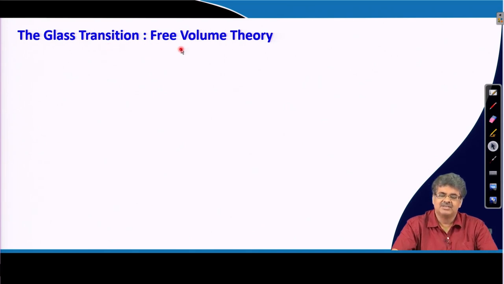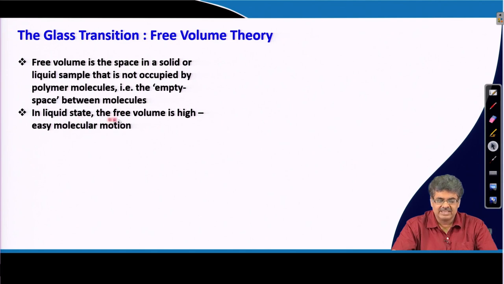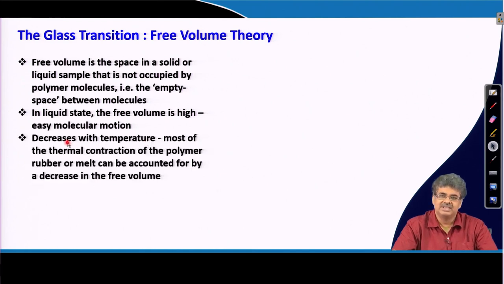Now, the glass transition phenomenon is also described by the free volume theory. Free volume is the space in a solid or a liquid sample that is not occupied by the polymer molecules, or the empty space between the molecules. In the liquid state, obviously the free volume is high, which enables easy molecular motion. With decrease in temperature, most of the thermal contraction of the polymer rubber or melt can be accounted for by a decrease in the free volume. So, with decrease in temperature, the free volume actually decreases, and as a result the volume of the sample decreases, which basically causes the thermal contraction.